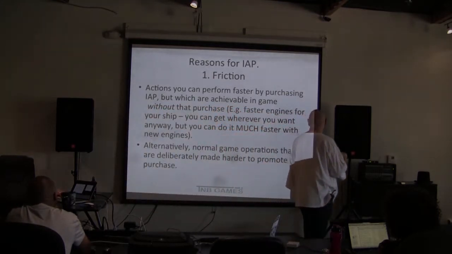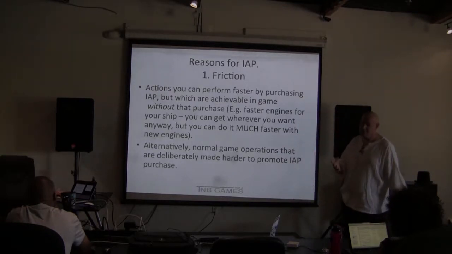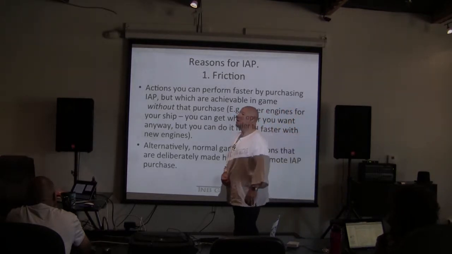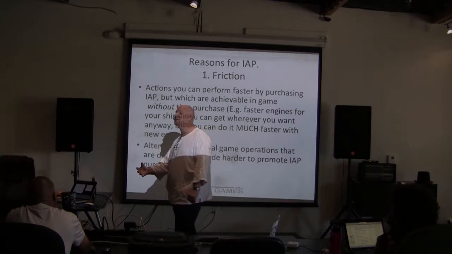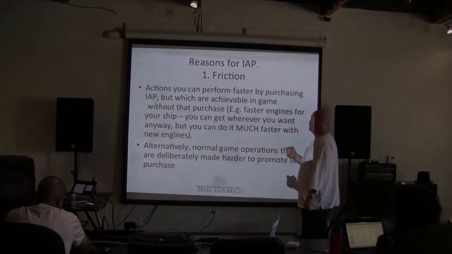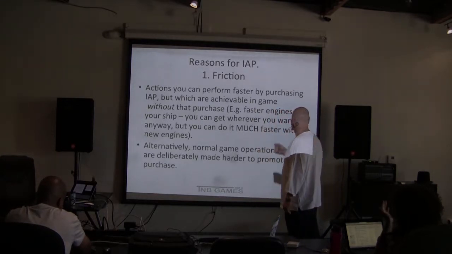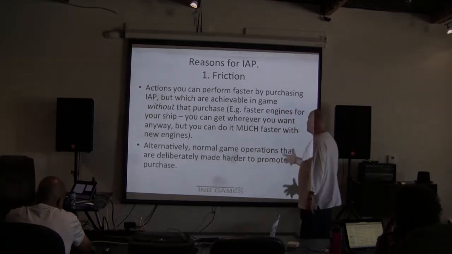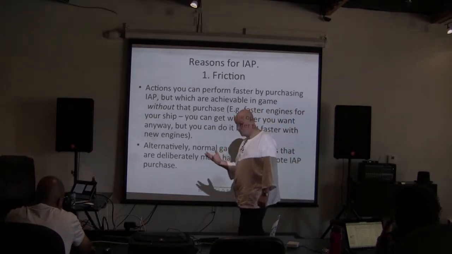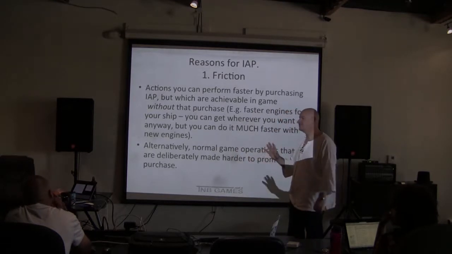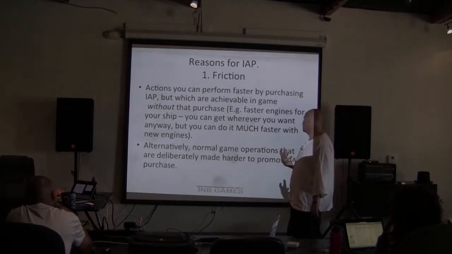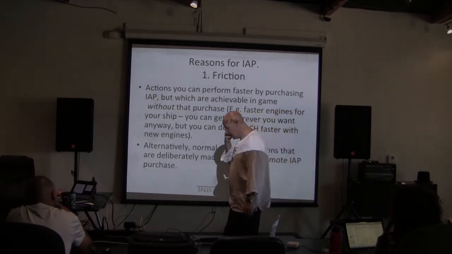Friction is defined as the act of performing something in the game which you can do normally, but which is artificially slowed down or restricted in order to force you to spend IOP and buy virtual currency or buy an item. It's something you can do anyway, but without the purchase it's harder. So for example, faster engines for your Starship. You can get wherever you want to go, but with new engines you're doing it twice as fast. Yeah, that's friction. It's hard to define, but you'll know it when you see it. Alternatively, it's normal game operations that are deliberately made harder to promote an IOP purchase.